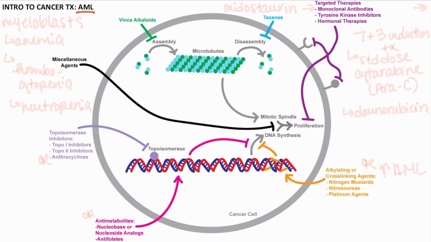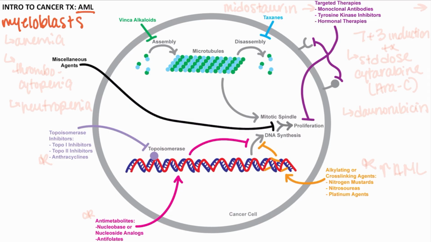AML is characterized by the accumulation of genetic changes altering normal hematopoiesis. So these mutations result in the clonal expansion of undifferentiated precursors of myeloid white blood cells, or myeloblasts, in the peripheral blood and bone marrow that do not mature. They proliferate unregulated and evade apoptosis, resulting in ineffective hematopoiesis.